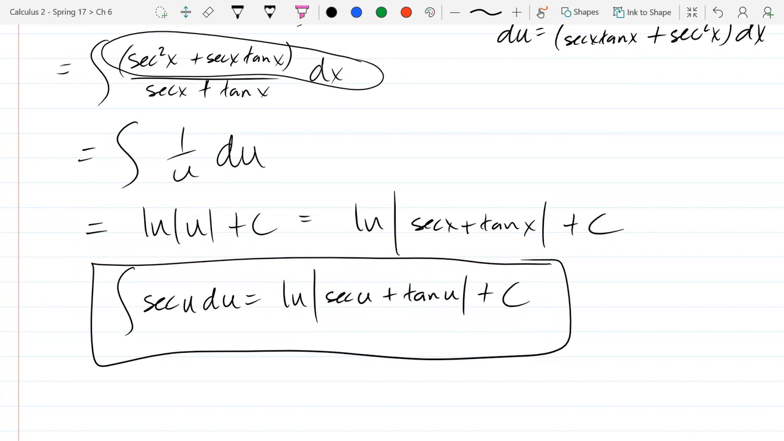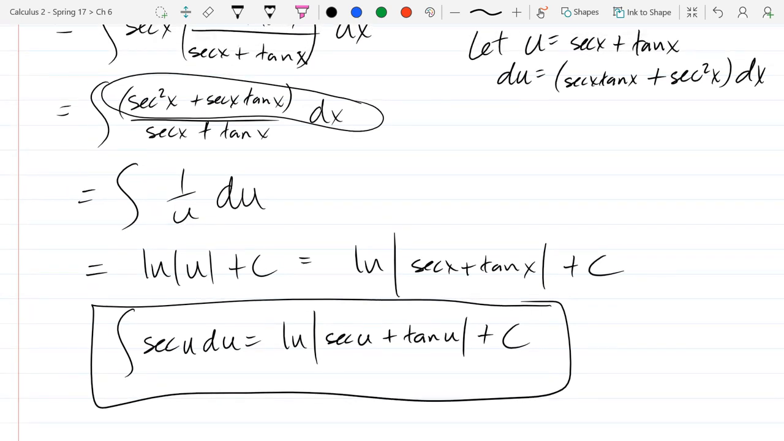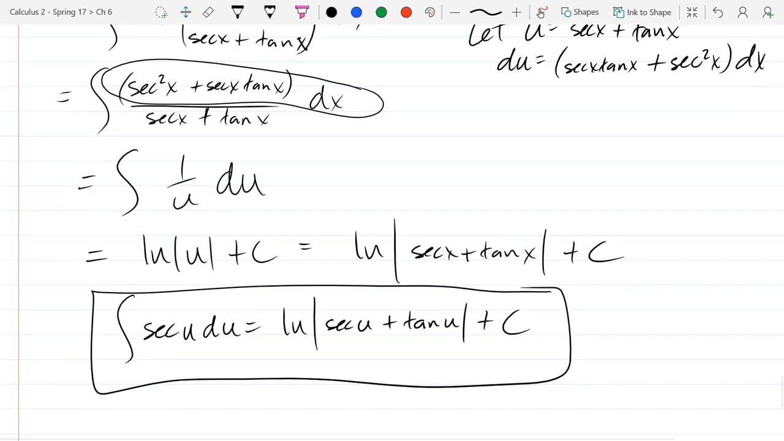How can you check this? Take a derivative. You've got some serious chain rule, but the good news is we already know the derivative of secant plus tangent. We computed that already. So a lot of times when you check, you'll have done half the work already somewhere in your u-sub. You'll have already done that derivative.